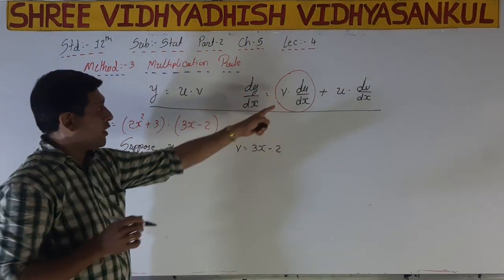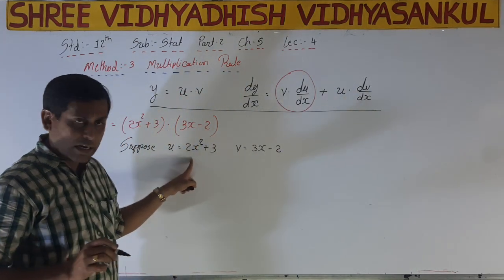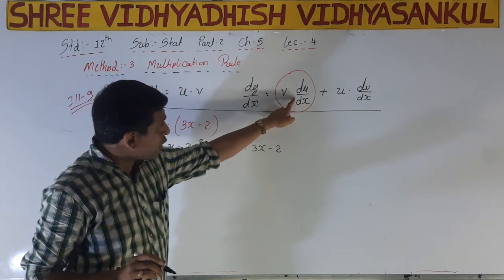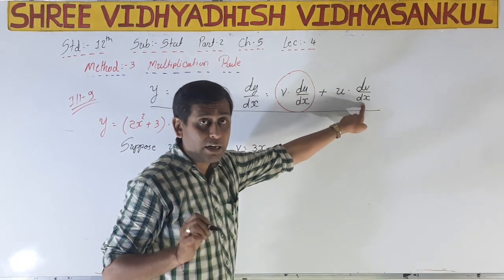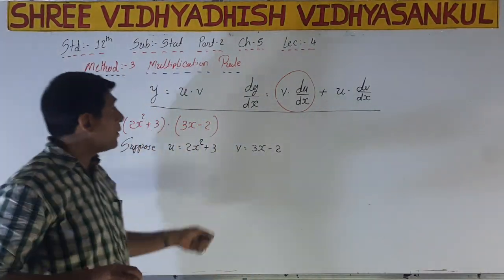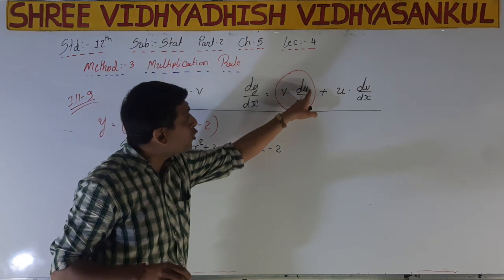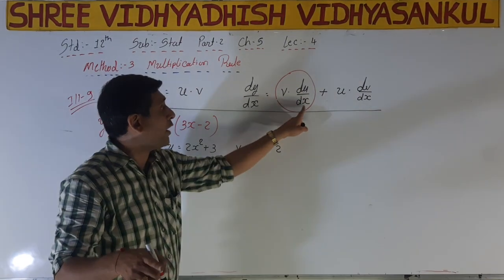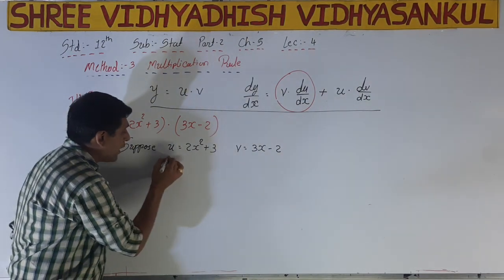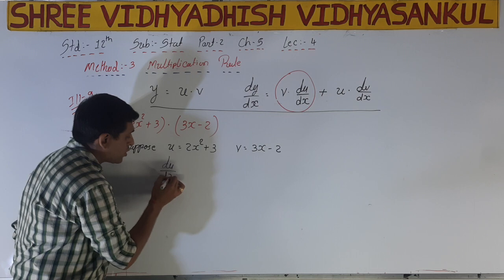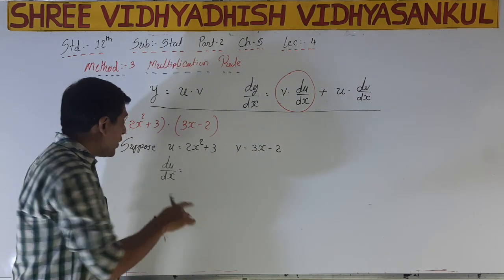Here we want v, that is here. We want u, that is again here. But we want du by dx as well as dv by dx. What is that? Here we have to find out the differentiation of u with respect to x. What does du by dx mean? We have to find the differentiation of u with respect to x.